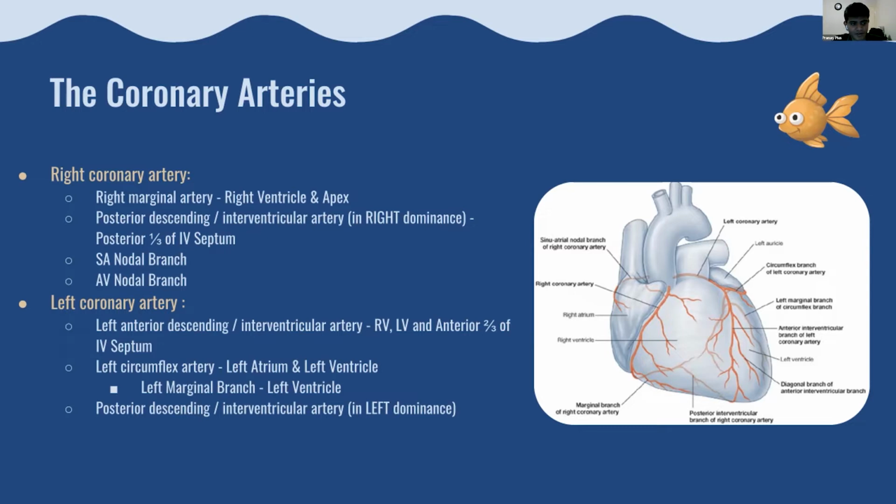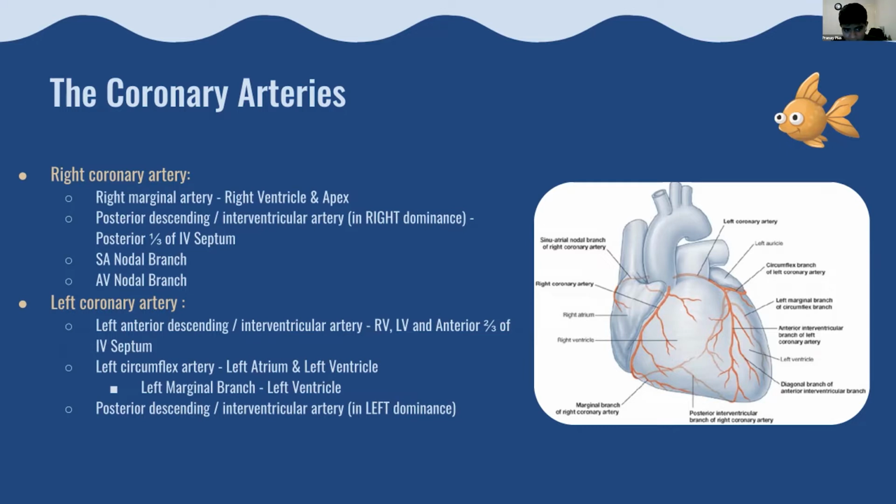If we start with the right coronary artery, the segments are the marginal artery, posterior descending artery, SA nodal branch, and the AV nodal branch. It's really important to know that the SA node and the AV node are both supplied by the right coronary artery. Alongside that, the posterior descending artery is supplied by the right coronary artery only in right dominance. I'll talk about that in a second. And the right marginal artery supplies the right ventricle and the apex of the heart.